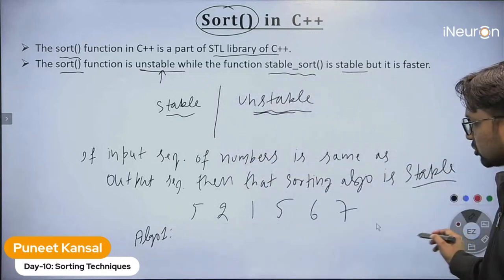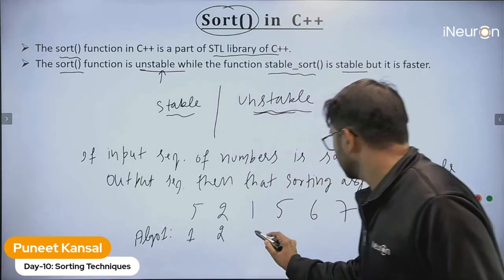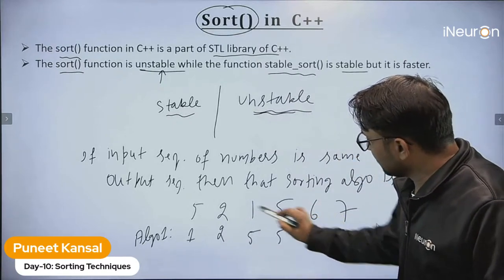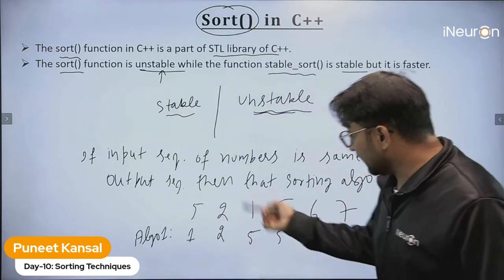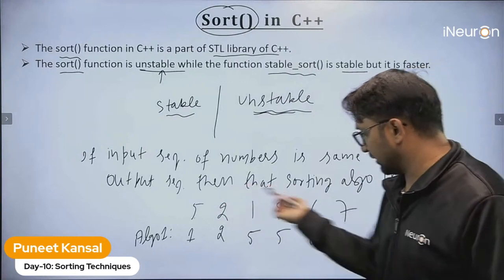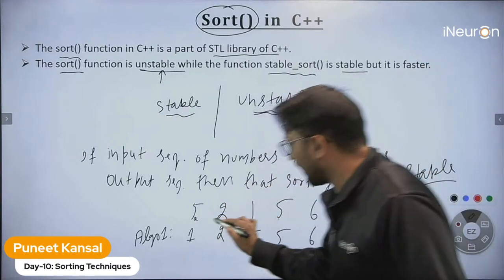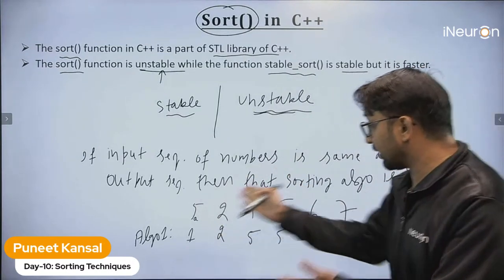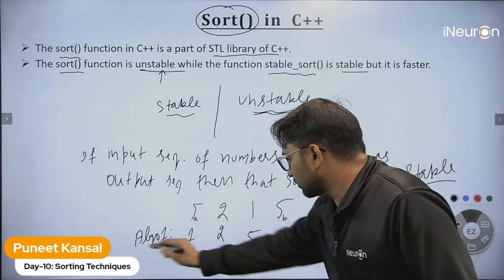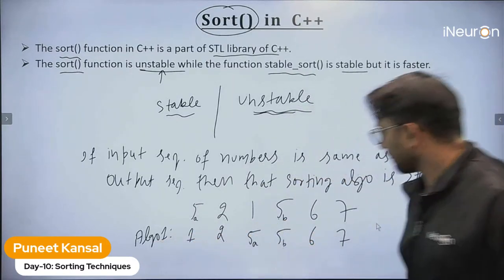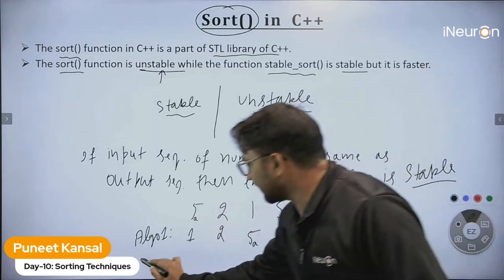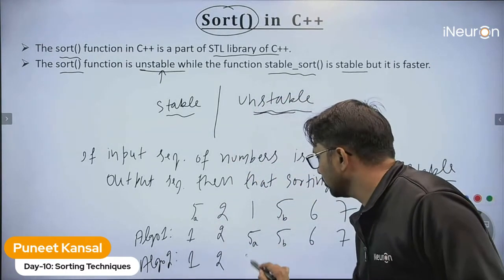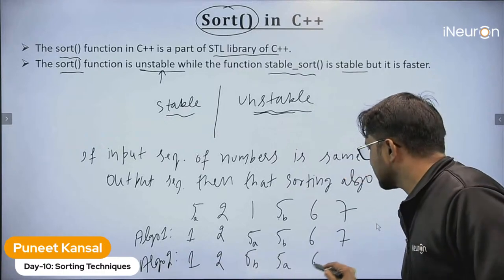There is an algorithm one which is sorting the numbers. After sorting, it writes 1, 2, 5, 6, 7. See, this number and this number have the same value, 5 and 5, but they are different numbers. To differentiate them, I'm writing subscripts 5a, 5b. These are two different numbers although their values are the same. So there is an algorithm which sorts like this. There is another sorting algorithm which sorts like this: 1, 2, 5b, 5a, 6, 7.